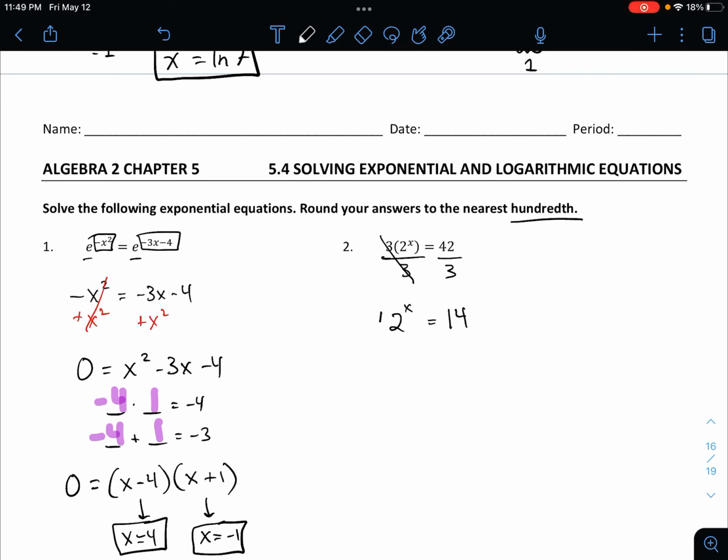In general, whatever your base is here, that's going to tell you which logarithm to use. So for example, if I had e to the x equals 14, I would take the natural log of both sides.